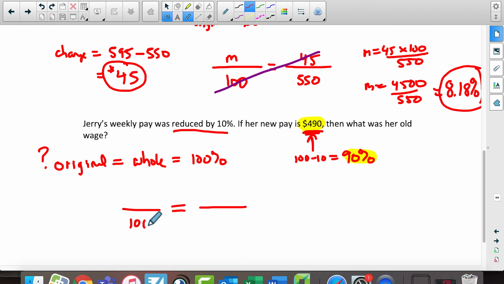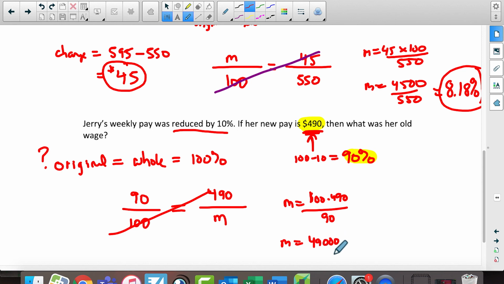So you put the 100 down. Do you know the percent? Yes, it's 90%. It's not 10%. It's been reduced by 10, which leaves you with 90%. So this is 90. Now this 490, is that the whole? No. Remember, we're trying to find the whole. This is the part. So this goes on top. And this is what you're trying to find. So M equals 100 times 490, and then you're going to divide that by your 90 here. So M equals 100 times 490 is 49,000, and you divide by 90.